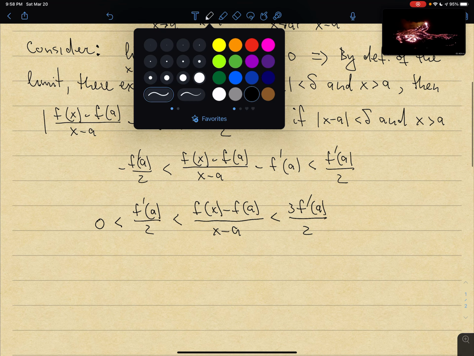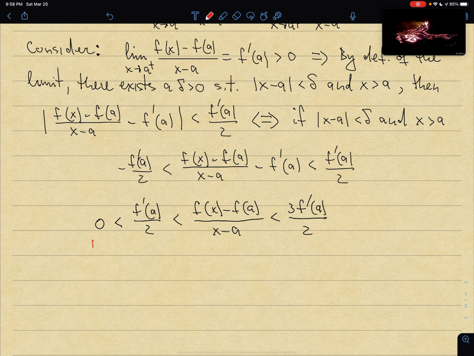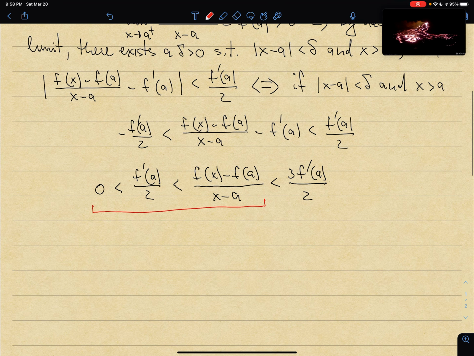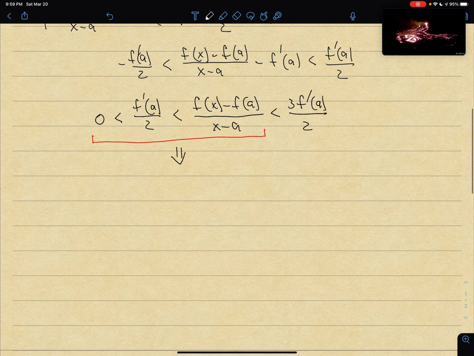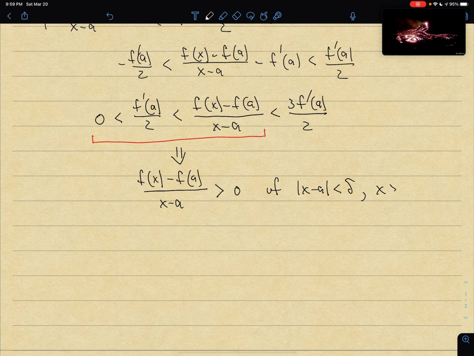So now I'm going to concentrate only on this part of the inequality. It follows from here that f of x minus f of a over x minus a is going to be greater than 0, because by the transitive property of comparison, this guy is bigger than this guy, bigger than 0. So that means that this expression is greater than 0, again, if the absolute value of x minus a is less than delta, and x is greater than a.